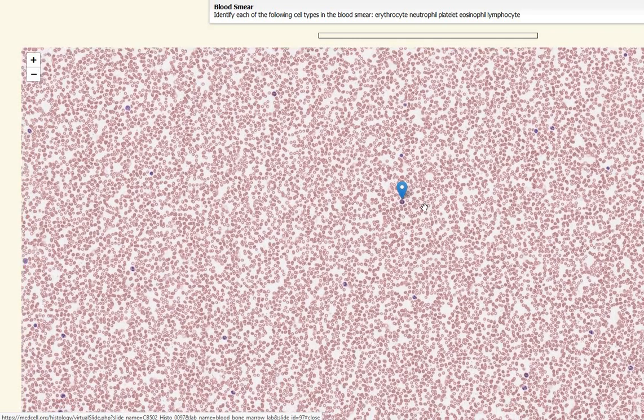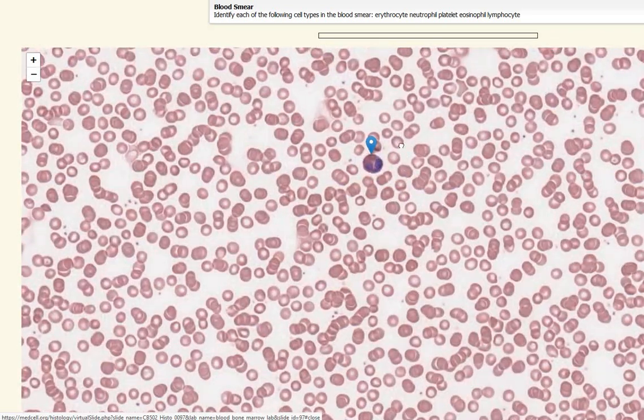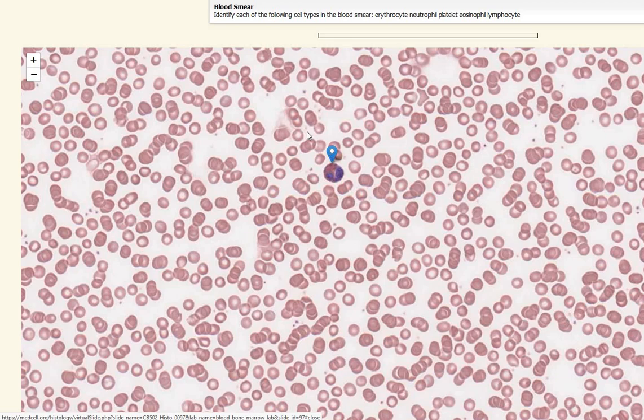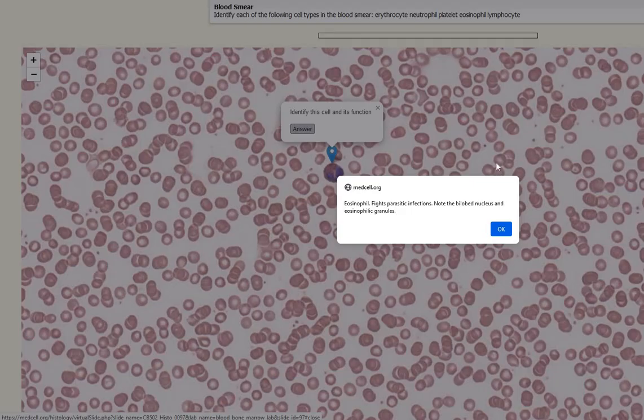All right, let's see what we're dealing with down here. All right, this is a kind of tricky one to see, but what I'm noticing is we've still got a darkly stained cytoplasm. So we're still dealing with a granular leukocyte, and it looks like we have just 2 lobes. So the dark purple stuff you see here, we've got one on the right, one on the left, connected by this little string. So I'm guessing this is an eosinophil. Let's go ahead and check our answer here.